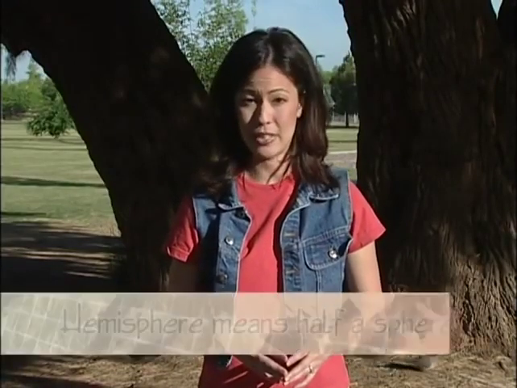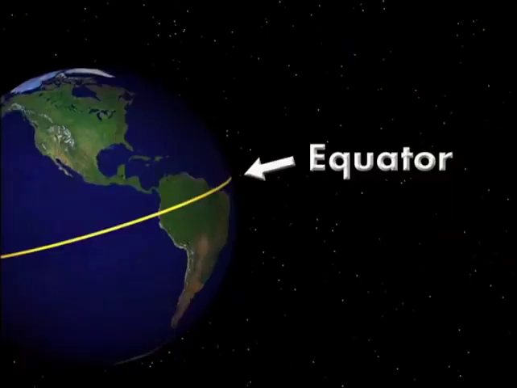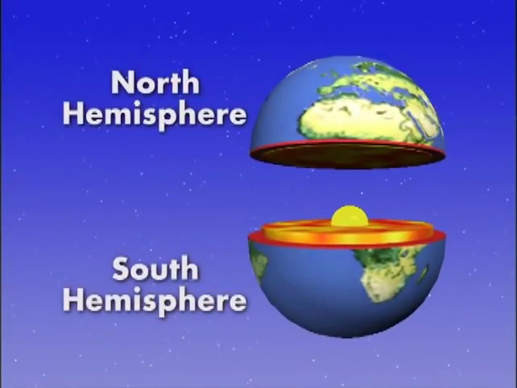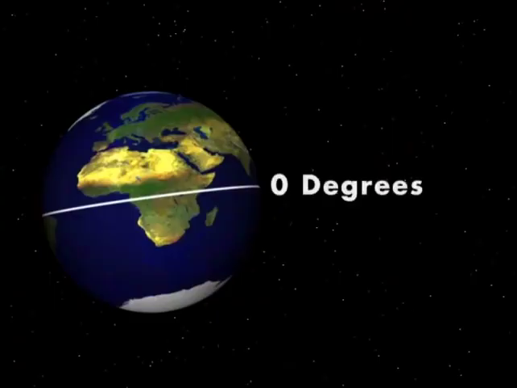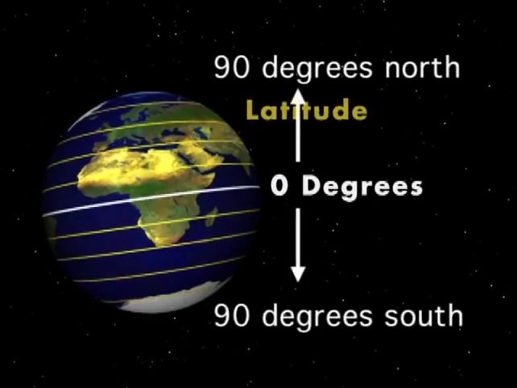3 imaginary grid lines have special names. These lines divide the Earth into hemispheres, which mean halves of a sphere. The equator is in the center of the globe, halfway between the north and south poles. It's the longest latitude line because it circles the Earth at its widest point. Everything north of the equator is the northern hemisphere, and everything south of it is the southern hemisphere. The equator is 0 degrees latitude. All other latitude lines go from the equator to 90 degrees north and 90 degrees south.